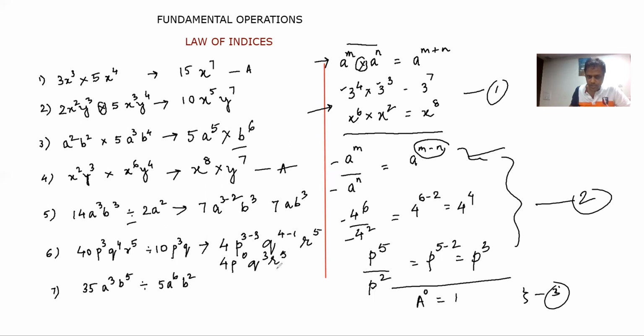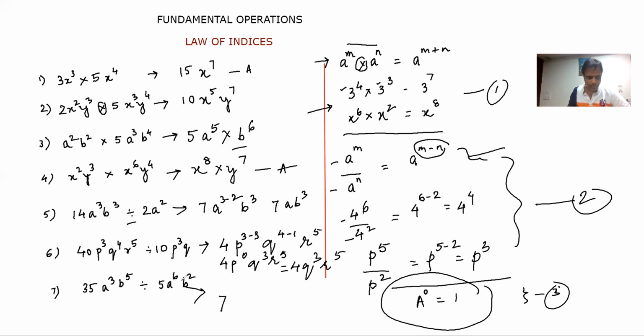What is p to the power 0? 1. So 4 q cube r to the power 5. The last one, quickly. 35 divided by 5 is 7.